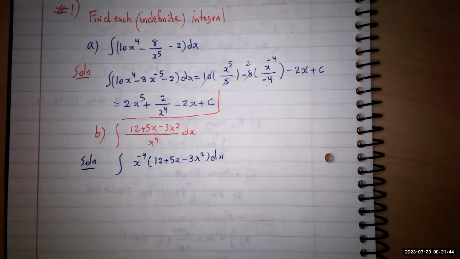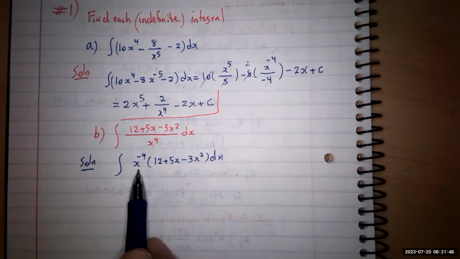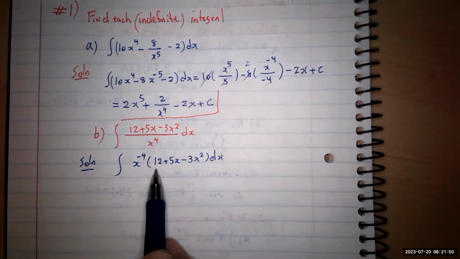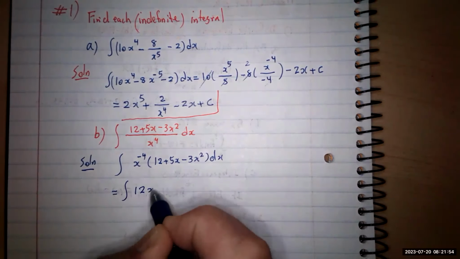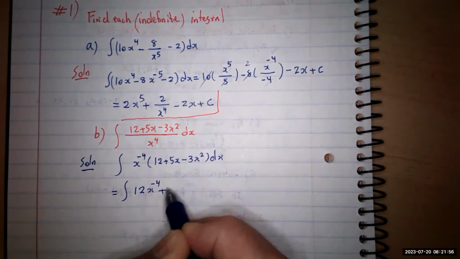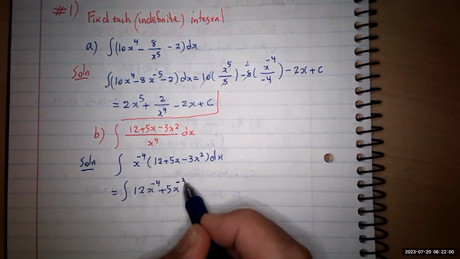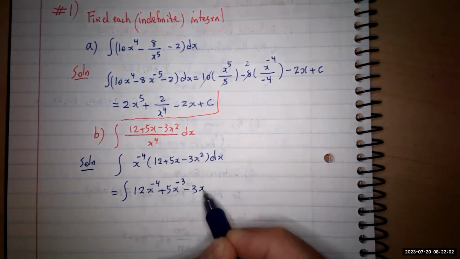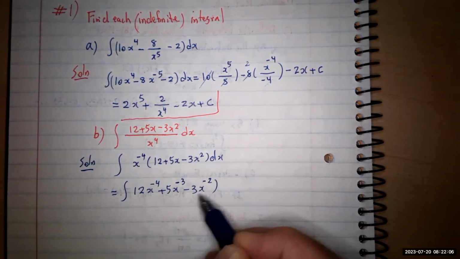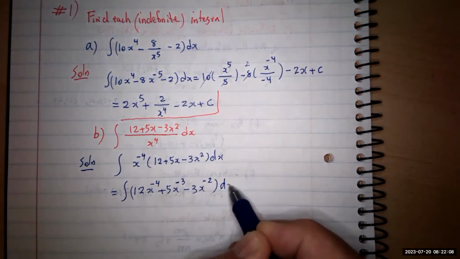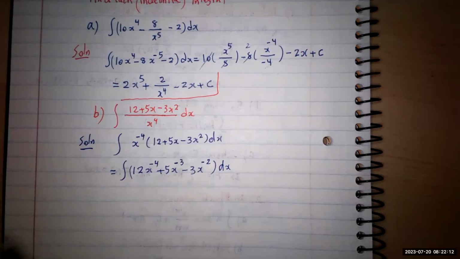Let's see, that's 1. So what we are going to do is multiply it inside. You multiply it inside, that gives you the integral of 12x to the negative 4, plus 5x to the negative 4 plus 1, which is negative 3, minus 3x to the negative 4 plus 2, which would be negative 2, dx. Make sure you multiply by everything inside.